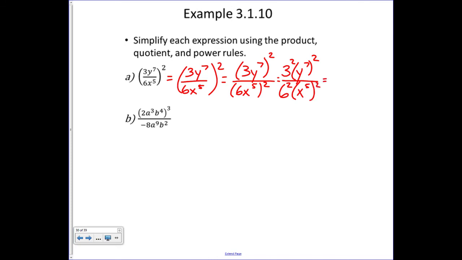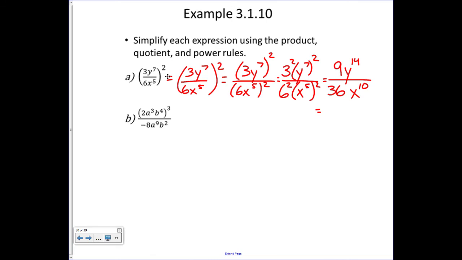And if you can recognize what's going to happen, you don't have to take all of these intermediate steps. But 3 squared is just 9. Y to the 7th squared is going to be y to the 14th, right? We raise a power to a power, so we multiply. On the bottom, 6 squared is 36. And then x to the 5th squared is going to give us x to the 10th, 5 times 2. And we're almost finished here.